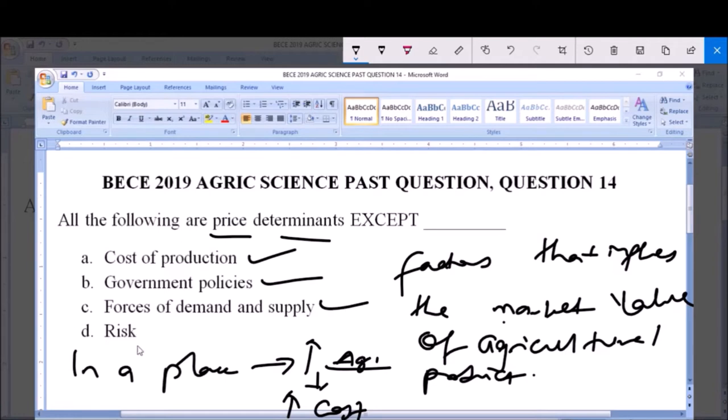Then D here says risk. Now risk here is not a price determinant factor. Risk is not a price determinant factor at all. So the answer to this question is option D, because all these are actually price determinant factors, but option D does not affect the price of agricultural products. So D is the correct answer, risk.